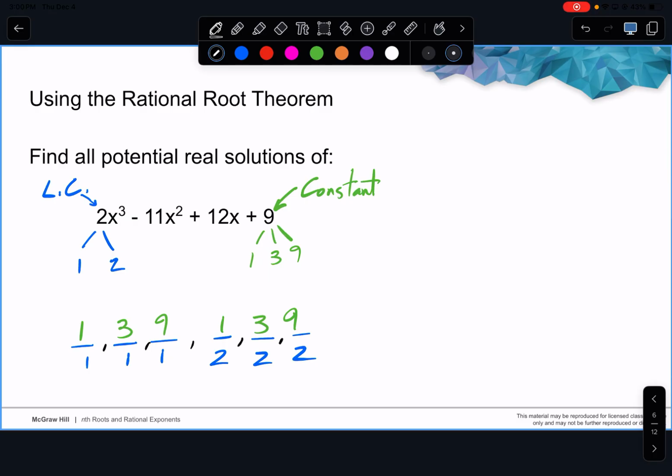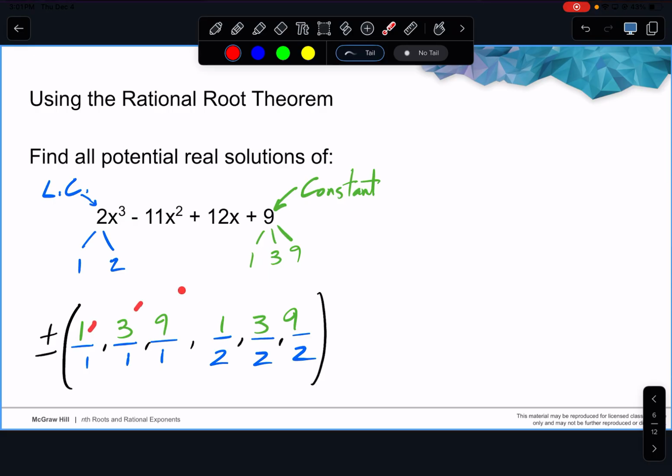Then what we have to do with this is I'm going to separate these with commas. And then we want the positive or negative version of this. And that's an important part of this rational root theorem. What this gives us is a list of possible solutions. So our possible solutions here are positive 1, positive 3, positive 9, positive 1 half, positive 3 halves, positive 9 halves. Okay? Then it's also the negative versions. Negative 1, negative 3, negative 9, negative 1 half, negative 3 halves, negative 9 halves.